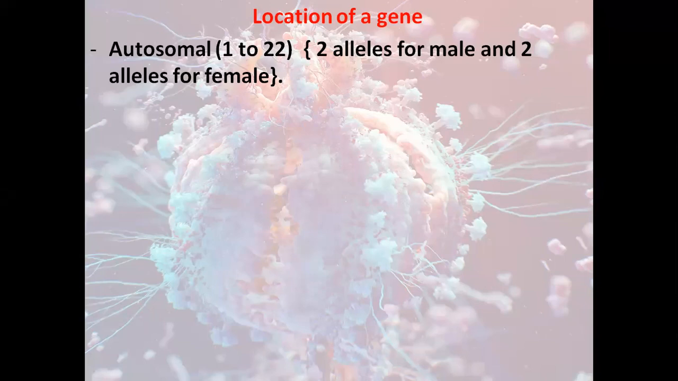While in the second case, if it's found on the non-homologous part of Y. Wait a minute. Before we continue, whenever you talk about the Y chromosome, you have to say the non-homologous. They say sometimes non-homologous region, and sometimes non-homologous part. It's the same. Non-homologous part of Y. Which of the two sexes, male or female, has the Y chromosome?